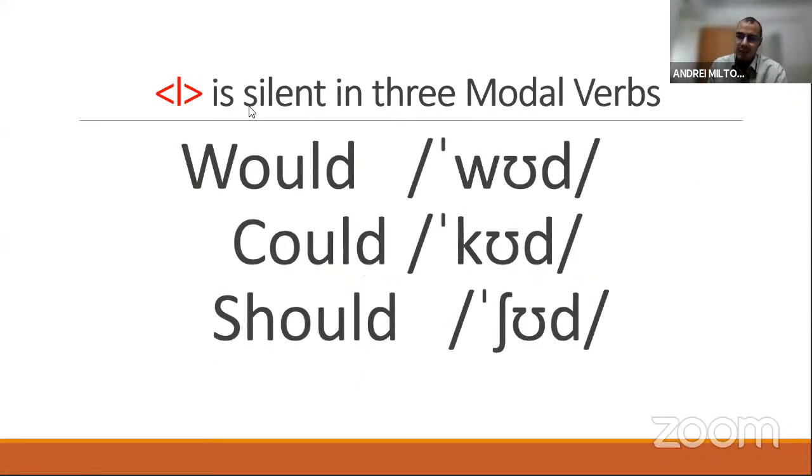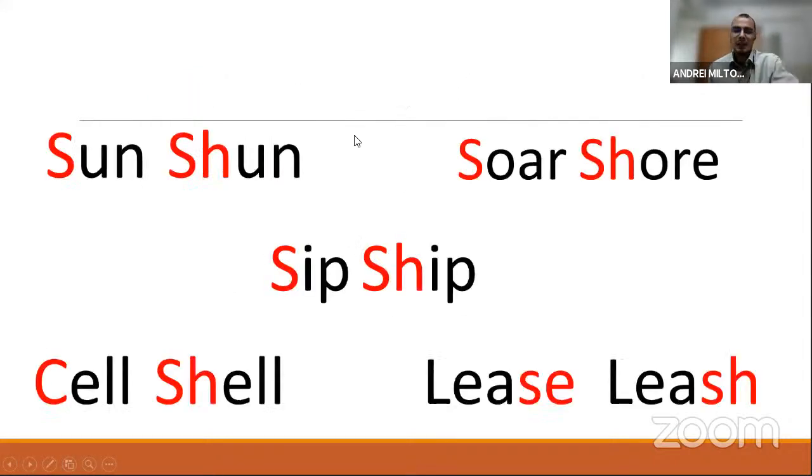Next silent letter. This is very easy, okay? But I don't know why it is like this. In the past, I guess it was pronounced, but nowadays we do not pronounce this. So the letter L, we do not pronounce in three modal verbs, which are would, could, and should. Okay, so it's not would or could or should. It's just would, could, and should. Okay, very easy, right? Next one.